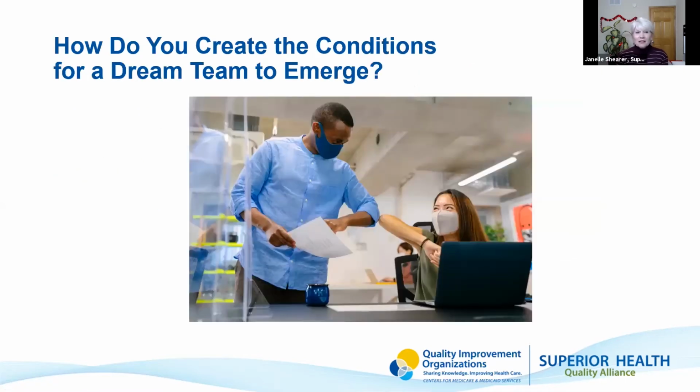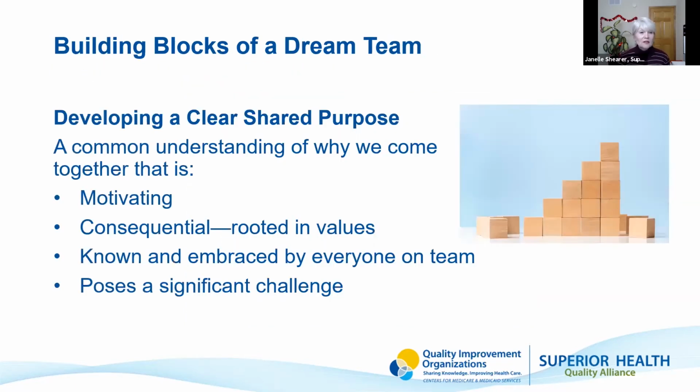So how do you create the conditions for a dream team? What are the building blocks that we need to have a great team? The next few slides, we're going to be talking about the three challenges and how you address them. So the first building block is to develop a clear shared purpose for the team, so everybody has a common understanding of why we're coming together.